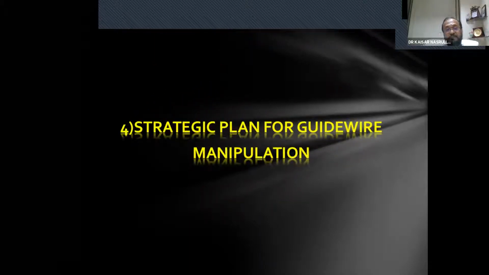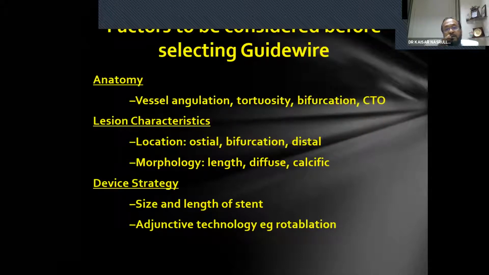Now the next agenda, the fourth agenda of my talk: strategic plan for guide wire manipulation. You should always see, before choosing a guide wire, the anatomy of the lesion, lesion characteristics, and device strategy. Like in vessel angulation and tortuous vessels, you should take slippery wires. In a bifurcation lesion, when your wire will be trapped under a stent in the side branch, you should not use a slippery wire. You should rather use a non-slippery wire like BMW. And for the device, if it is a heavy device or long stent, then you need good support of the wire, so you should take an extra support wire.